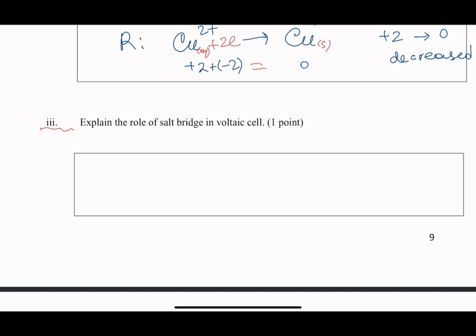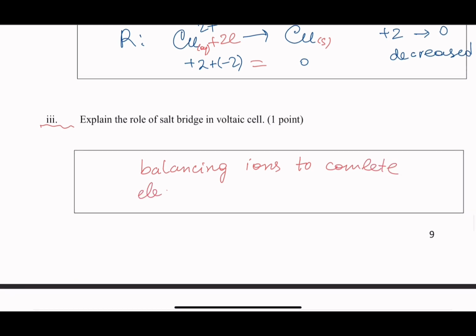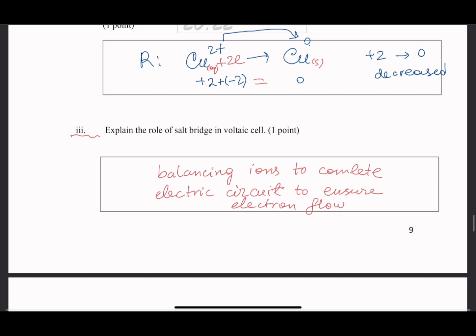So this one, the salt bridge, was balancing ions. As you know, there was a charge buildup, so the salt bridge balances ions to complete the circuit, complete the electric circuit, to ensure electron flow. So you don't need to write this exactly, but your explanation needs to kind of go along this line.